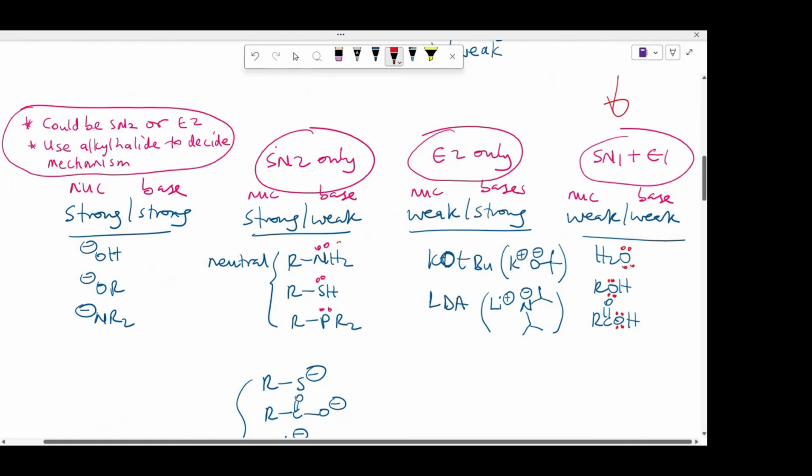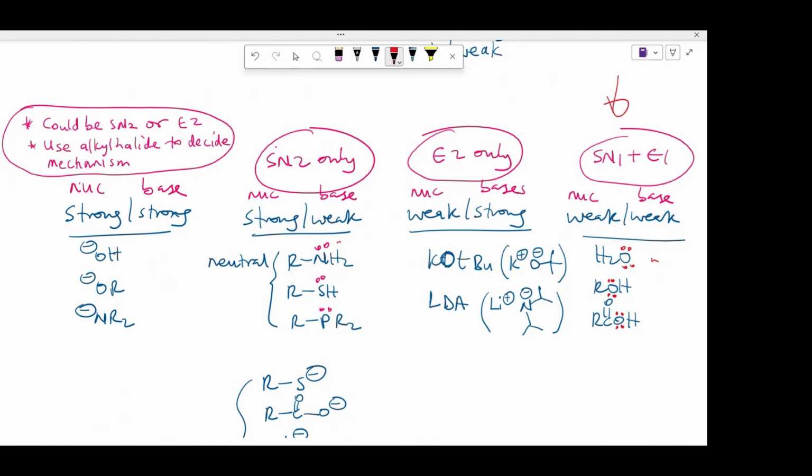So for the weak-weak category, these are neutral molecules with oxygen that is bonded to a proton. These are weak nucleophiles because the oxygen in them, being a strongly electronegative atom, doesn't readily donate its lone pairs. As a base, they are considered weak also because they are stable molecules. When molecules are stable, they are considered weak bases, and when molecules are unstable, they are considered strong bases. So this category of reagent will always give a mixture of SN1 and E1 products.